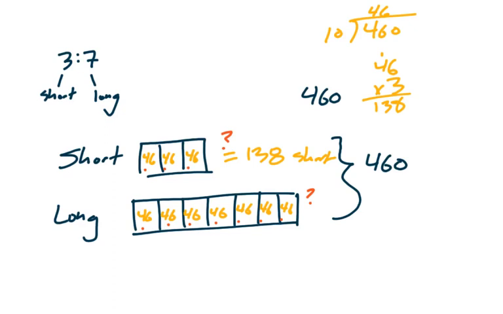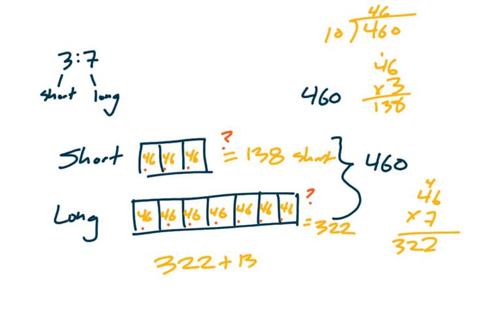And then for our long sleeve box, there are 7 boxes. So we would say 46 times 7 this time will tell us how many. We could add up 46 7 times, but it's probably faster to do the multiplication. That would stand for 322 long sleeve shirts.